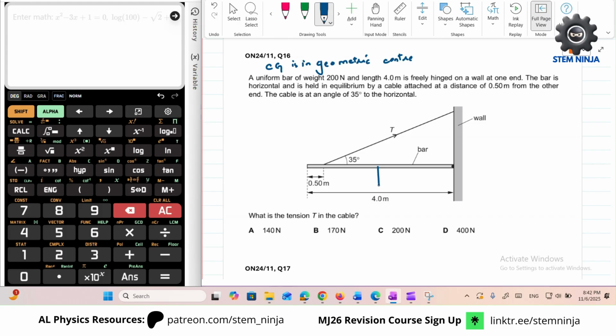So at exactly 2 meters from this pivot, you have the 200 Newton acting on it. And length 4 meters is freely hinged on a wall at one end. The bar is horizontal and held in equilibrium by a cable attached at a distance of 0.5 meters from the other end. The cable is at an angle of 35 degrees to the horizontal. What is the tension T in the cable?